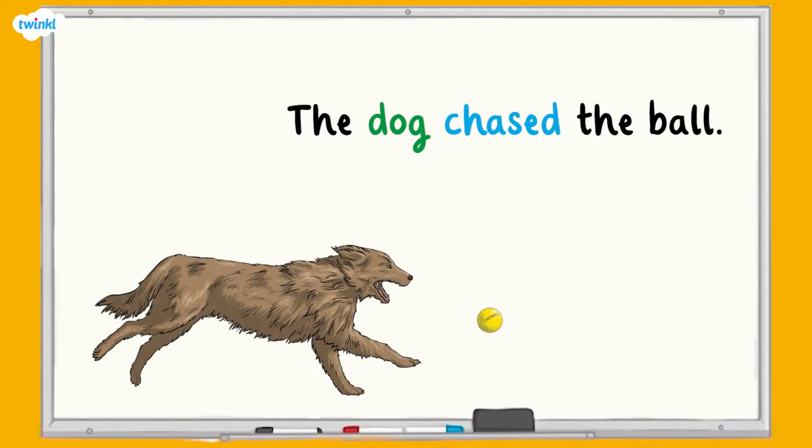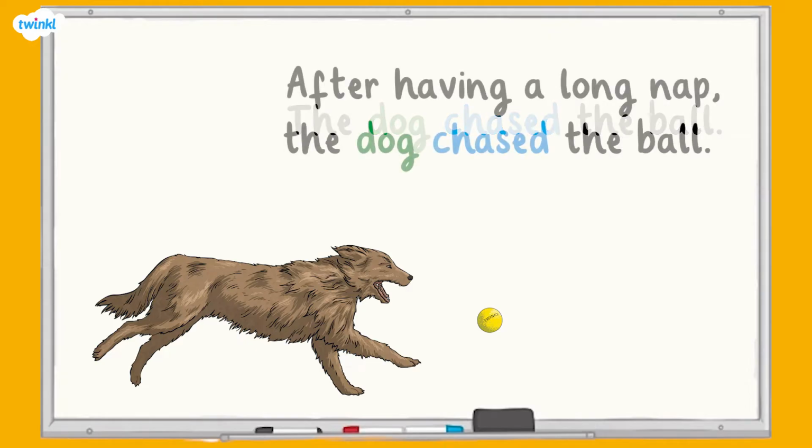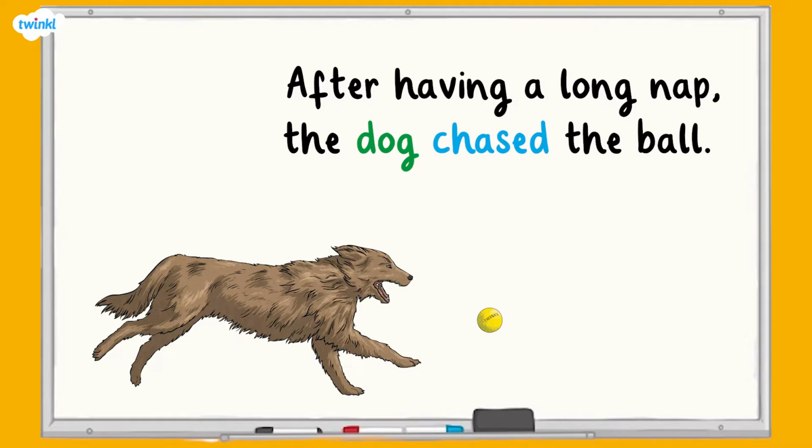Let's take a look at the main clause, the dog chased the ball. We can add a subordinate clause before the main clause so that the sentence becomes, after having a long nap, the dog chased the ball. Although the sentence is now longer, the dog chased the ball is still a main clause because it's the part of the sentence that contains a verb and a subject and that makes sense on its own.